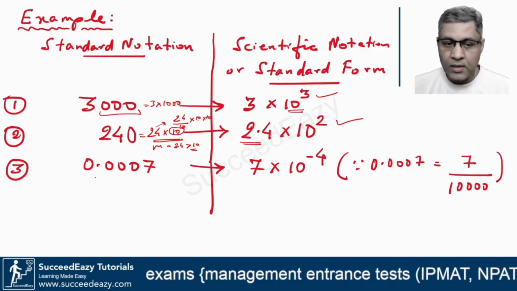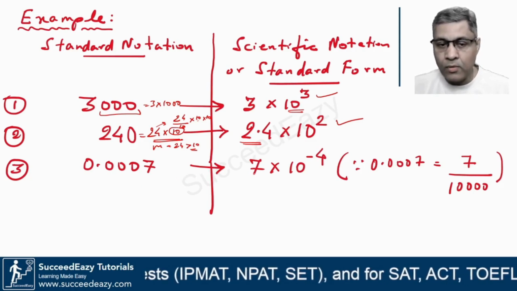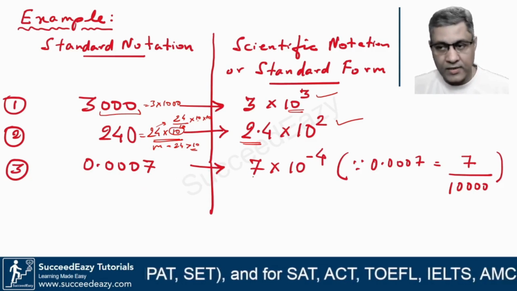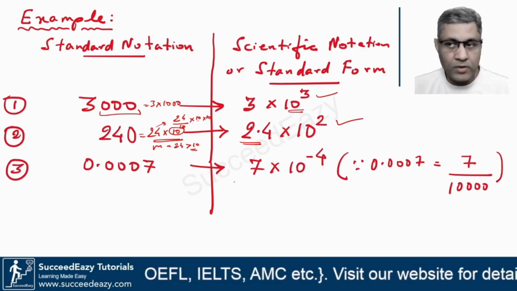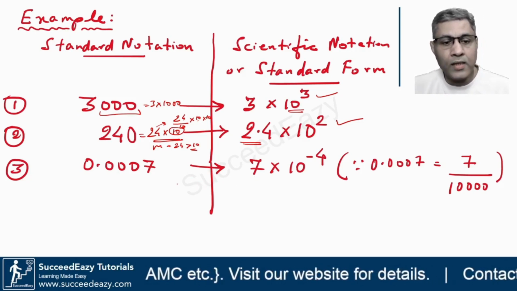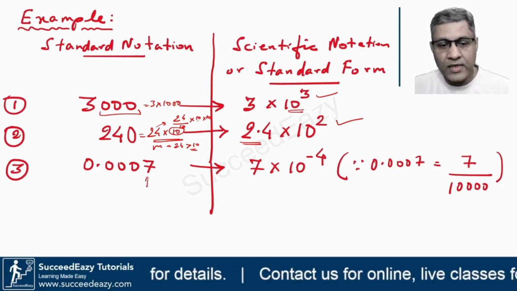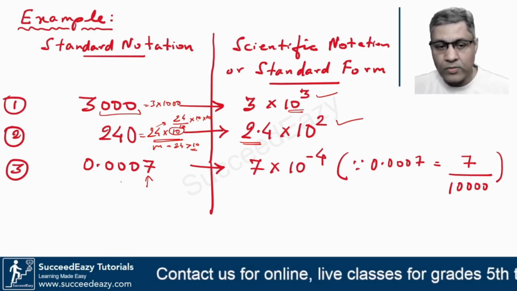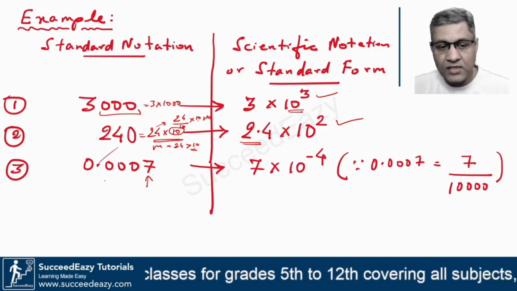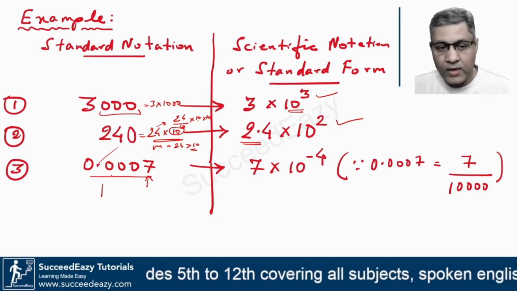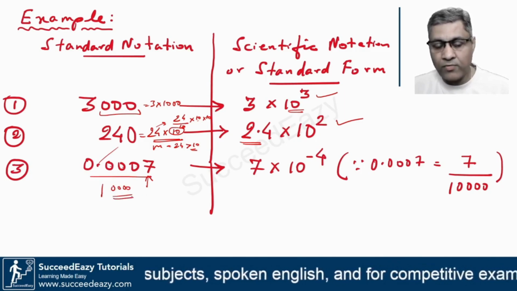Same logic, 0.0007. Here in this case, we want a number m which is between 1 and 10. The number m can be equal to 1, but it cannot be equal to 10. We actually want to segregate this number 7. So we take 0.0007. If you remove this decimal, you are dividing this entire number by 1 followed by how many zeros? 1 2 3 4. That means 10 to the power 4 is in the bottom.